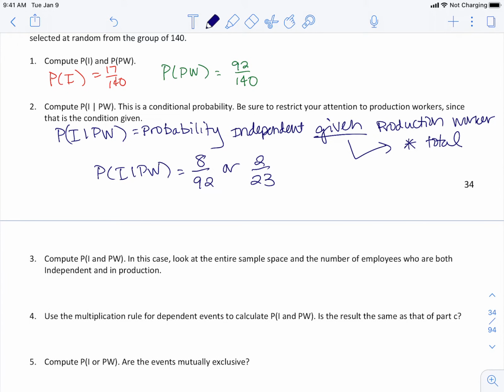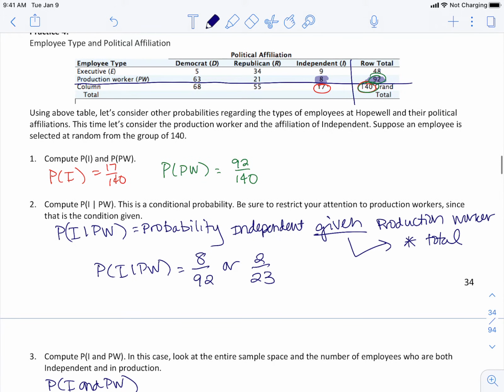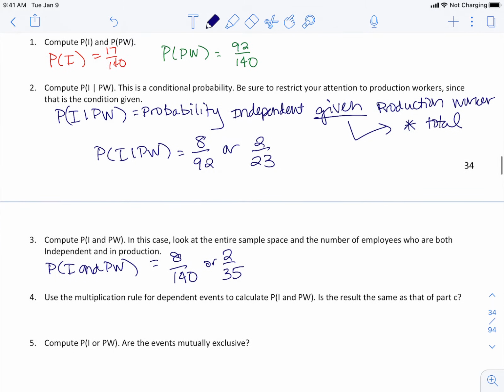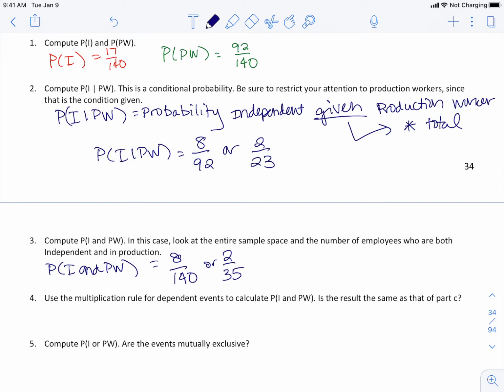Our next question says, compute the probability independent and a production worker. In this case, look at the entire sample space and the number of employees who are both independent and in production. Well, we know the ones that are independent and in production is this 8 out of the 140 of the grand total. So this is 8 out of 140, or 2 out of 35.